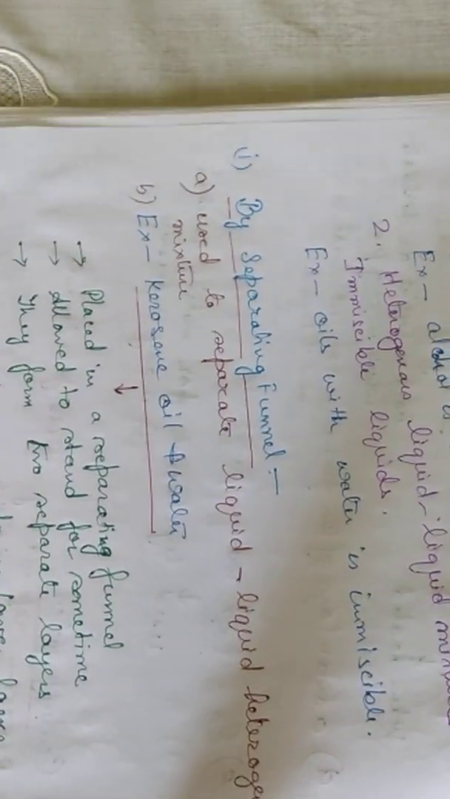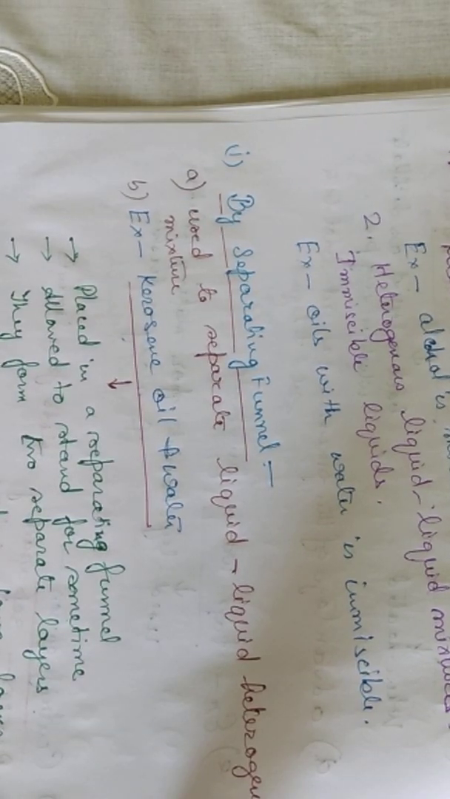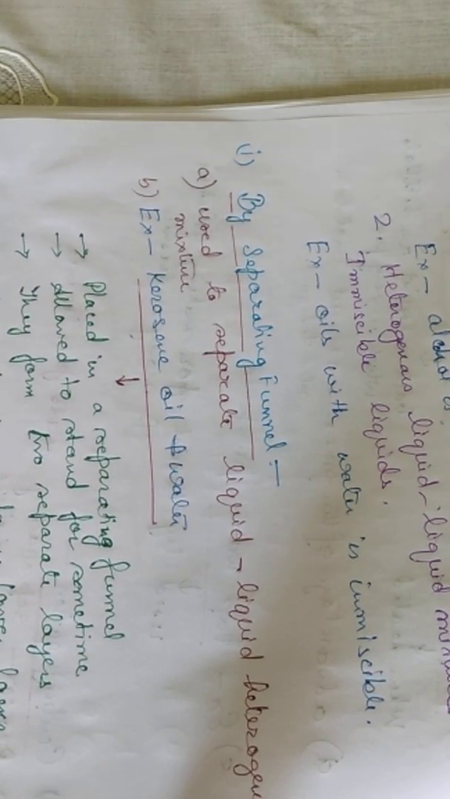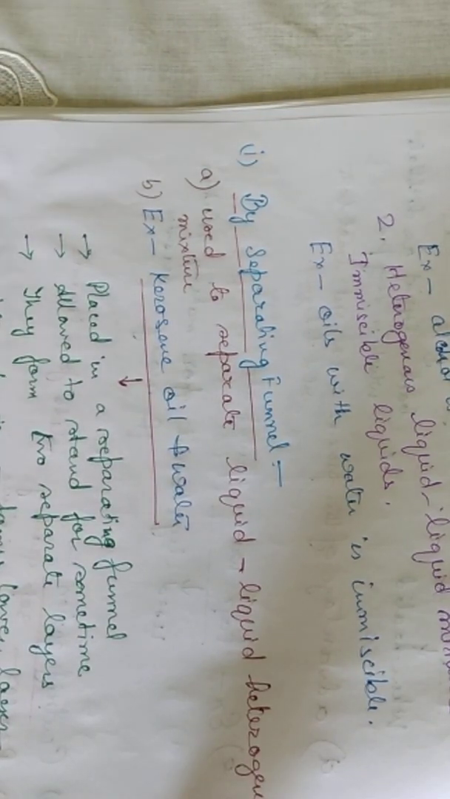Now, for separation of a liquid-liquid mixture, the first process is by separating funnel. Here, the liquid-liquid mixture should be a heterogeneous mixture, like kerosene and water. How to separate this? By this separating funnel, we place this kerosene and water mixture into a separating funnel.